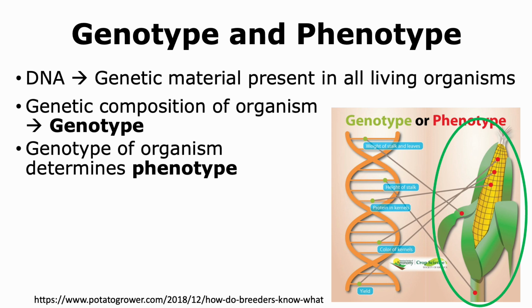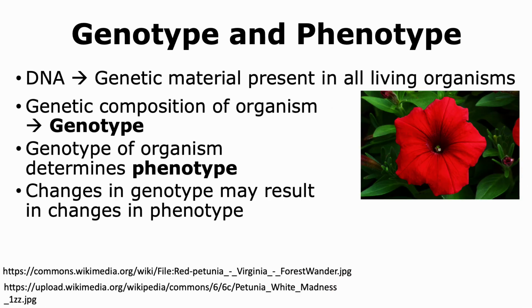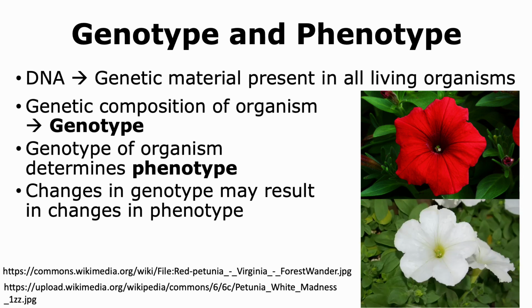For example, the genes present in corn allow the plant to determine the type of corn that it will produce, whether the kernels are yellow or white, or whether the kernels are going to be big or small. Changes in the genetic composition or genotype of the organism may result in changes in the phenotype of the organism. For example, we can have the genetic composition determine that a petunia plant will give rise to red-colored petunia flowers. However, a change in the genetic composition of the petunia plant can allow the plant to now start making white-colored flowers instead of red-colored ones.